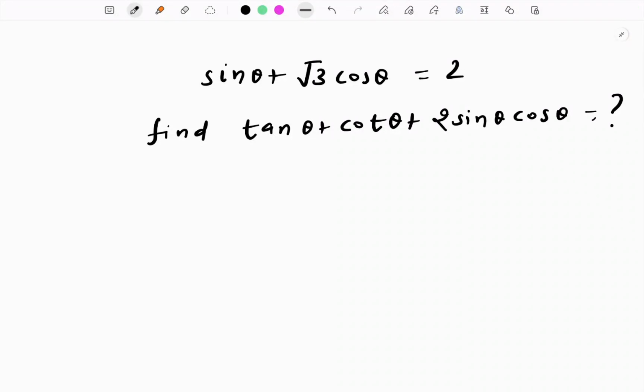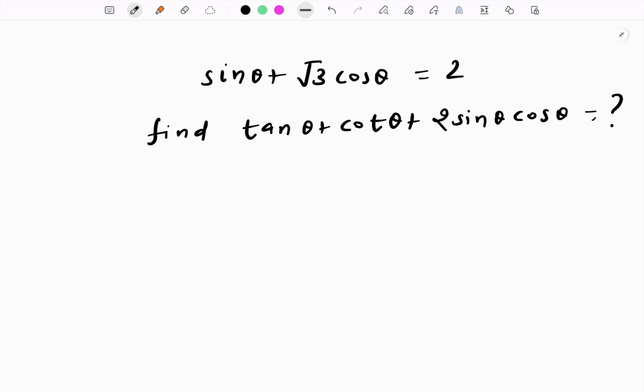Welcome to the video. We have been given a trigonometric equation that relates sine and cos of an arbitrary angle theta in some way. It is given: sine theta plus root 3 cos theta equals 2. So the goal is to find the value of theta and then to find the value of this expression: tan theta plus cot theta plus 2 sin theta cos theta.